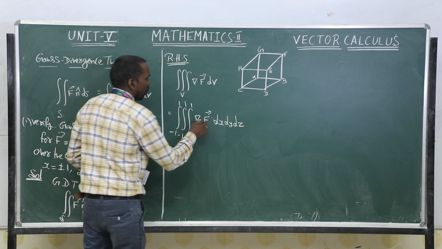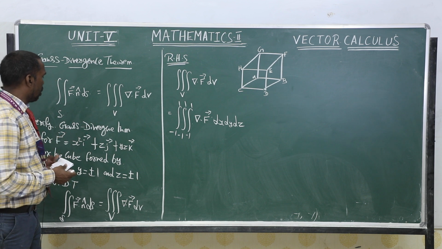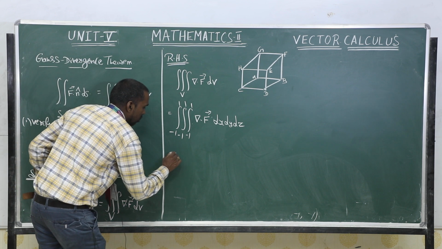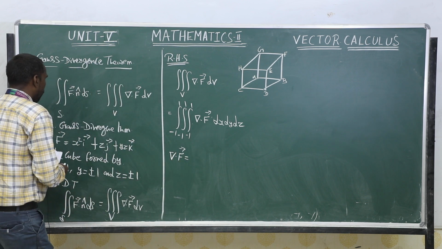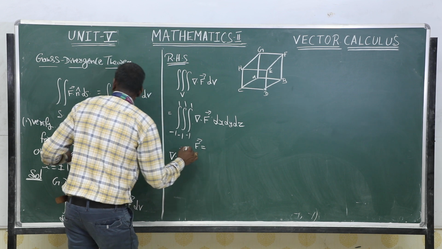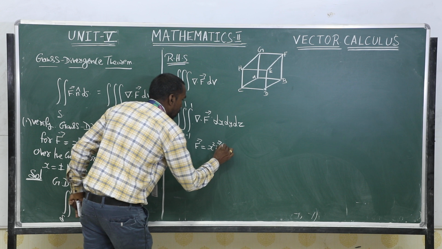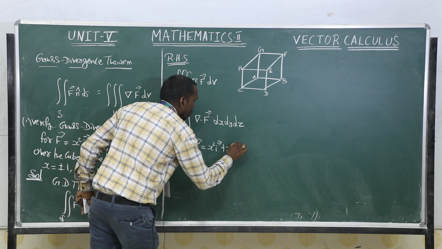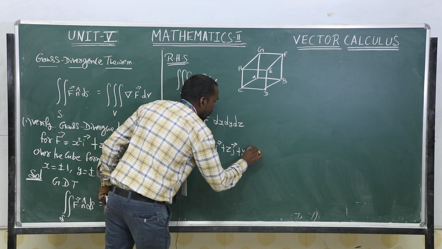I can just find out the del dot F vector. What is the del dot F vector? You know the F vector. So here the F vector is given. What is the F vector here? F vector equals x squared i vector plus z j vector plus yz k vector.